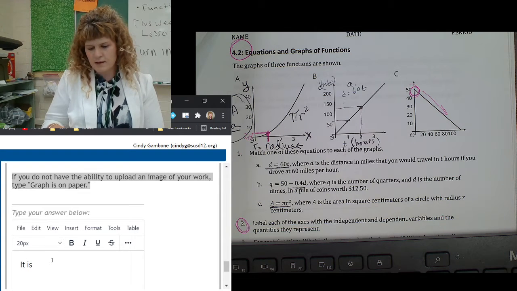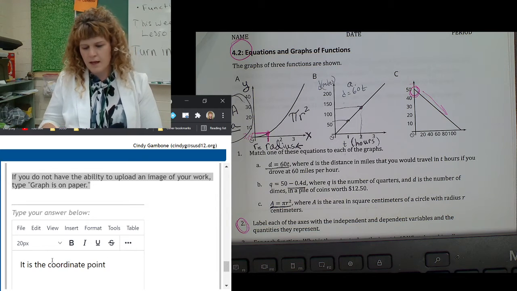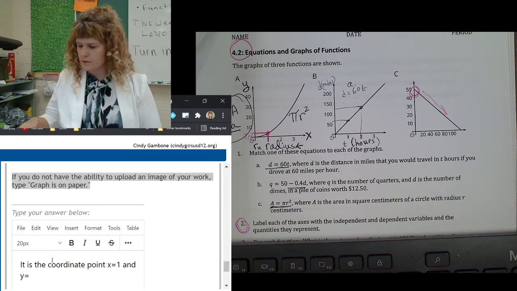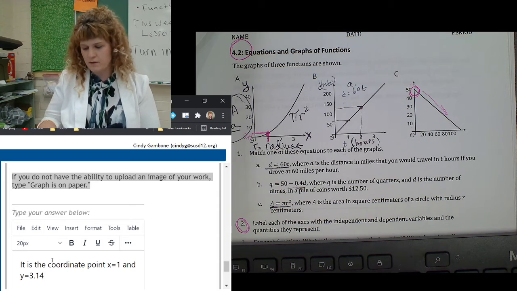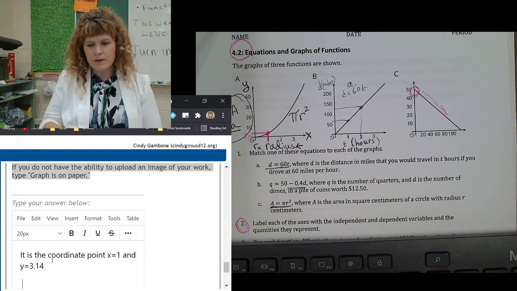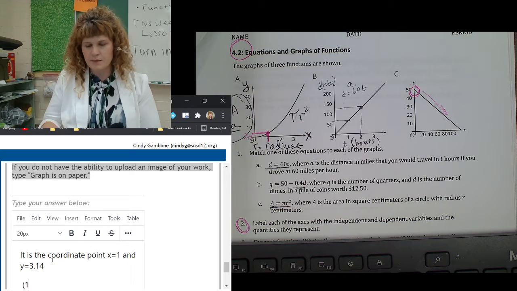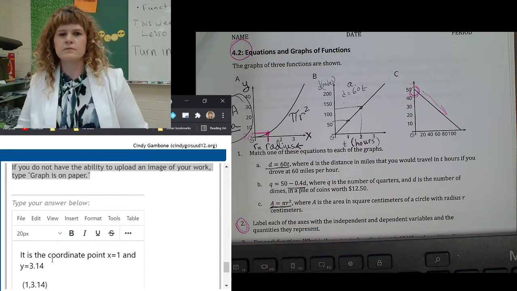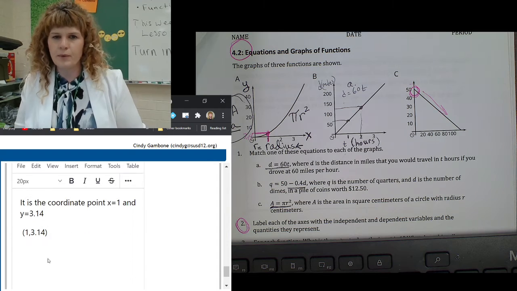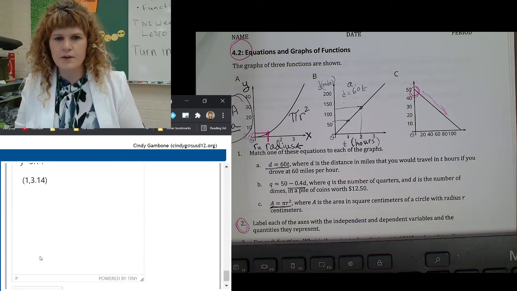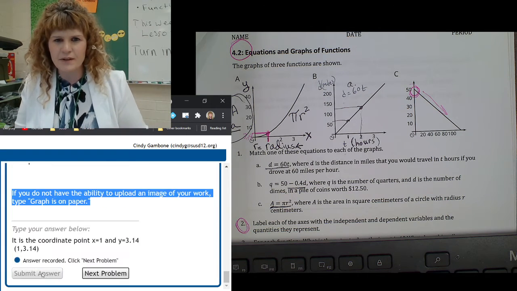It is the coordinate point x equals 1 and y equals 3.14. Or you can put it in coordinate points. X equals 1, comma, y equals 3.14. Tell me the coordinate points. Do not tell me it's on your paper. I cannot come over and look at your paper.